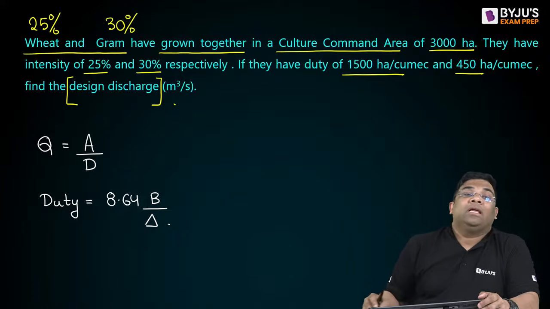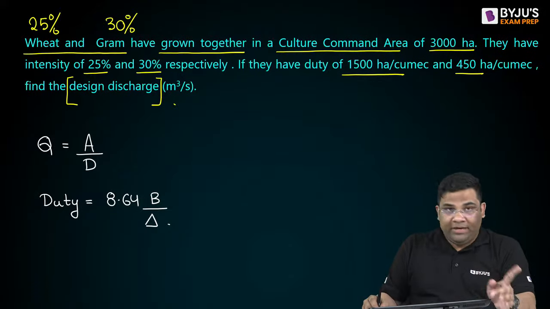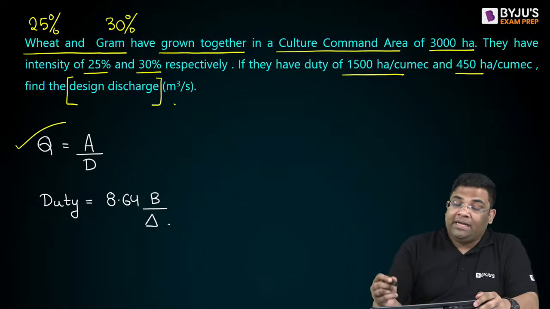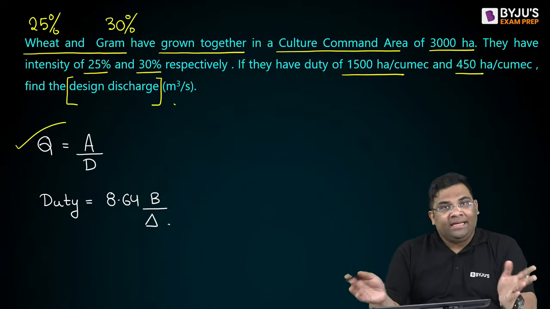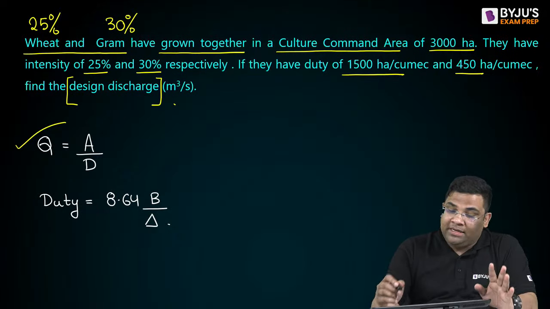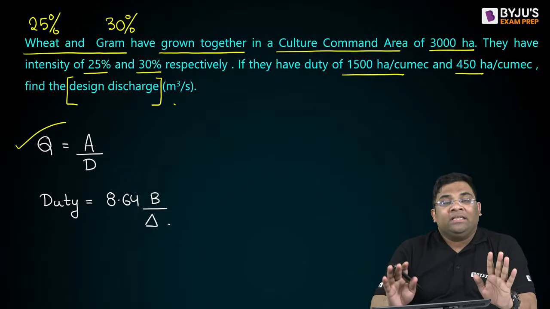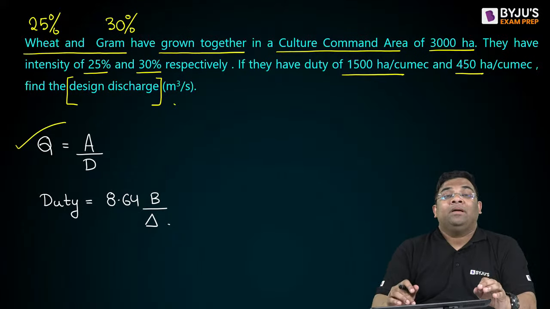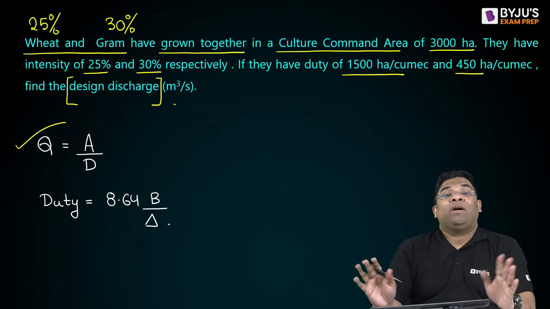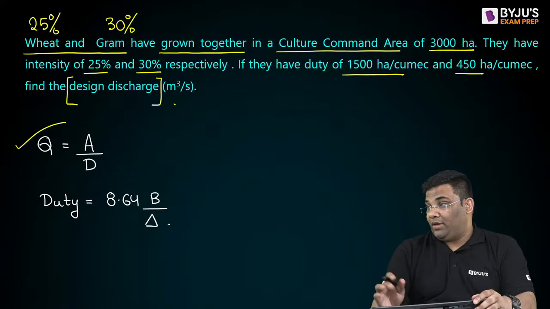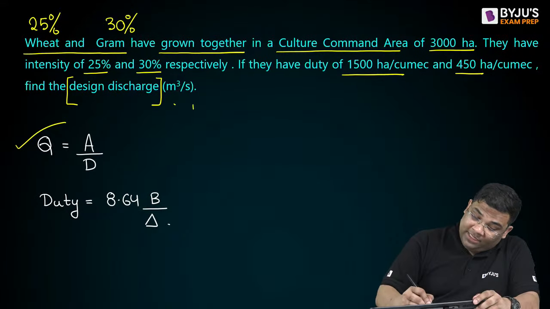What will I do? I will find the discharge for wheat using this formula. How will I find the area? Area will be CCA into I. So I will find the area, and duty is already given to us. So I can find the discharge for wheat, the discharge for gram, and then add them up to find the total discharge. Why am I adding them up? Because both of them are grown together in the same season.